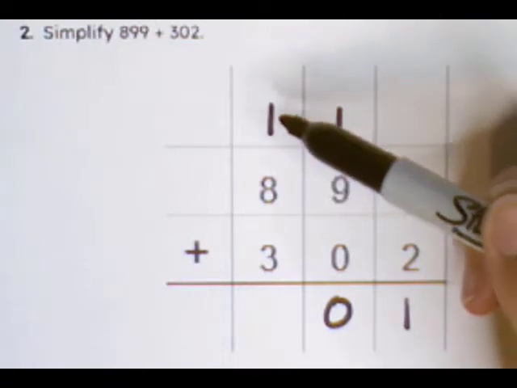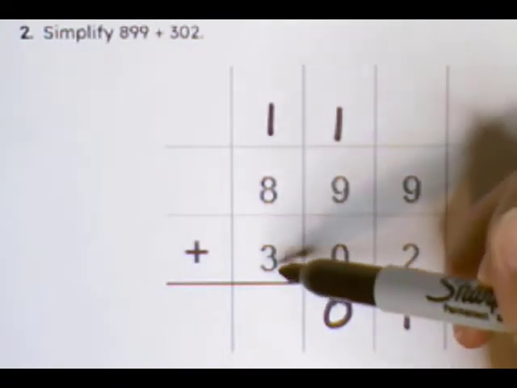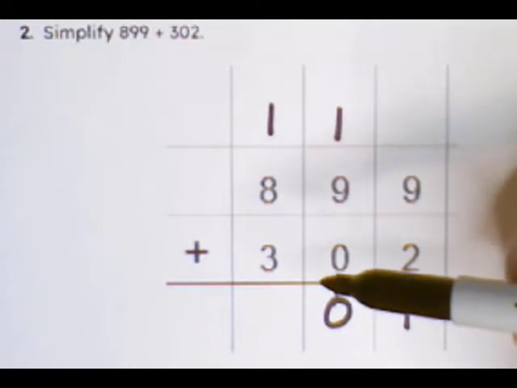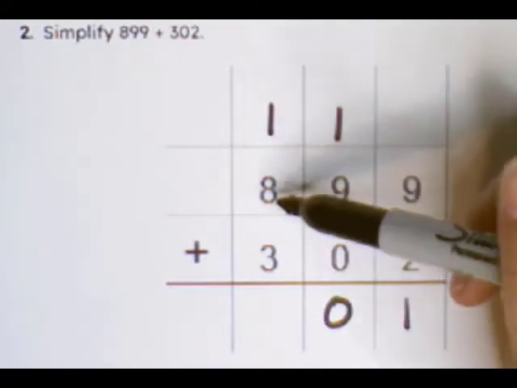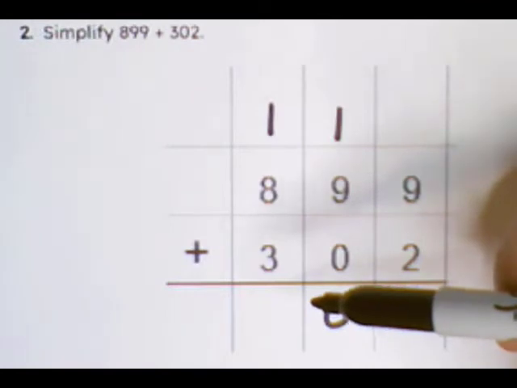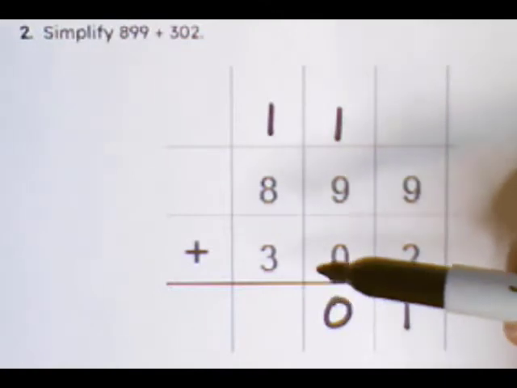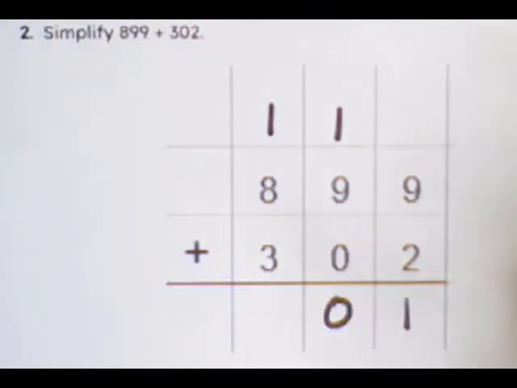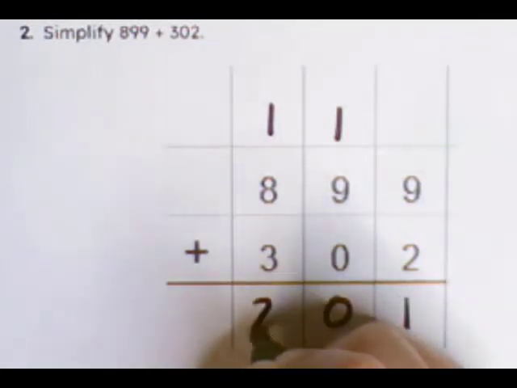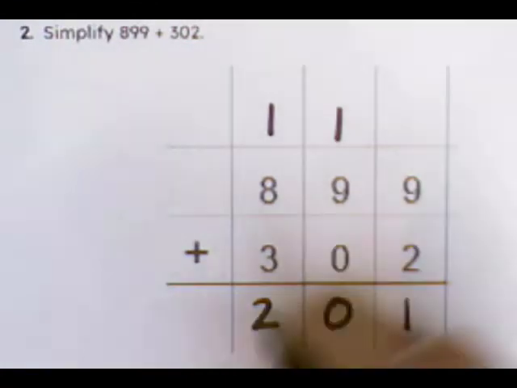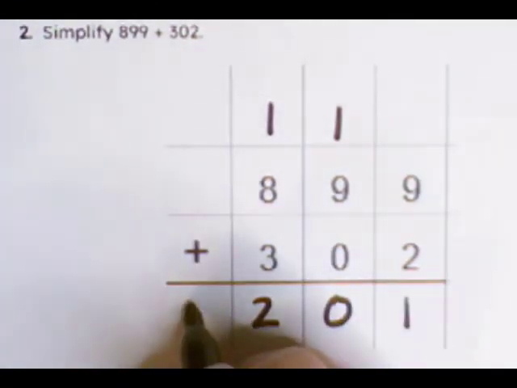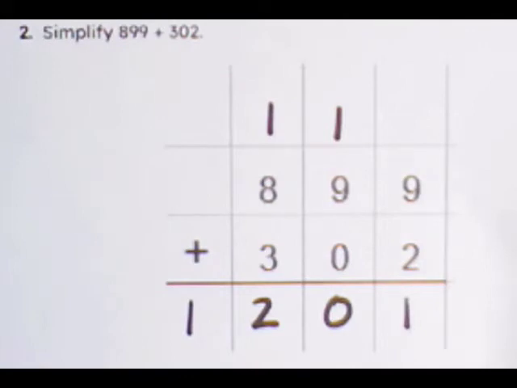Lastly, I have 1 hundred, 8 hundreds, and 3 hundreds. If I combine those together, 1 and 8 is 9. I need 1 more to get to 10, so I have 3. 1 more would give me 10, plus the 2 would give me 12. So that's like having 12 hundreds. I put the 2 there, and 10 hundreds is the same as having 1,000. So my answer is 1,201.